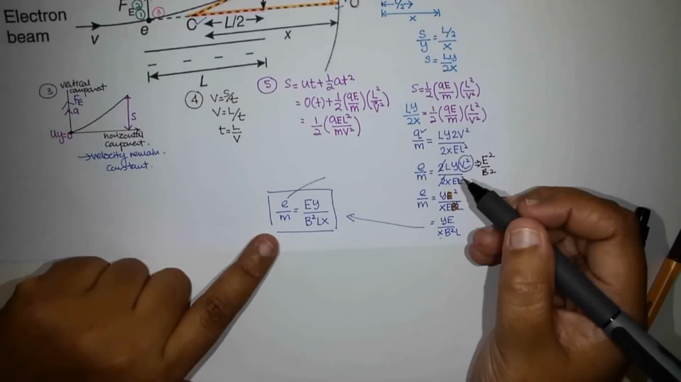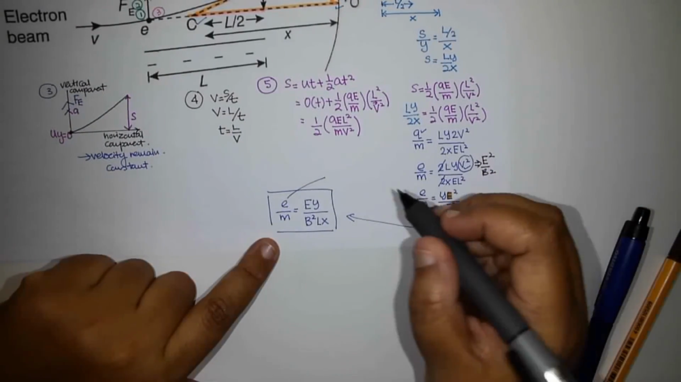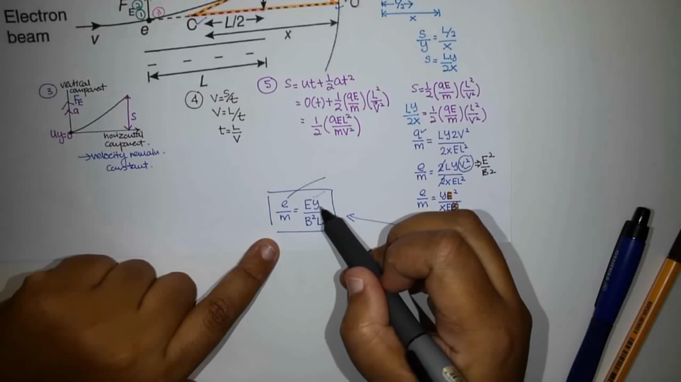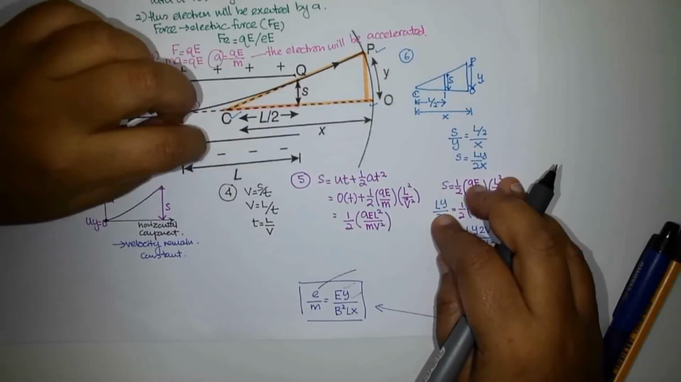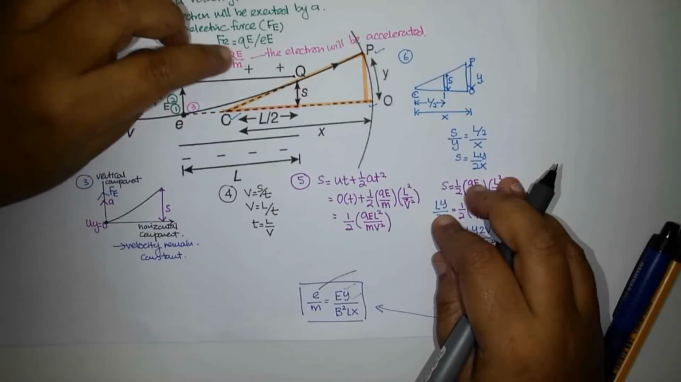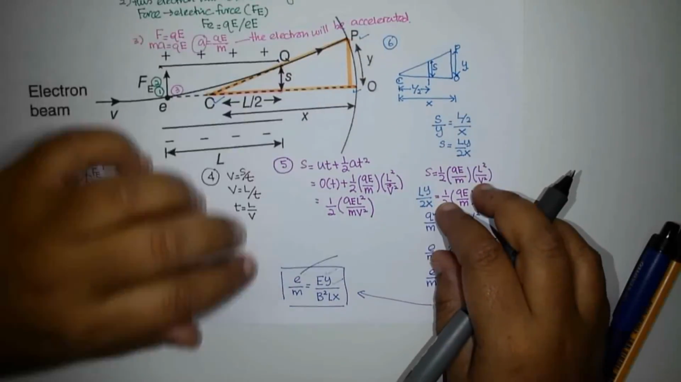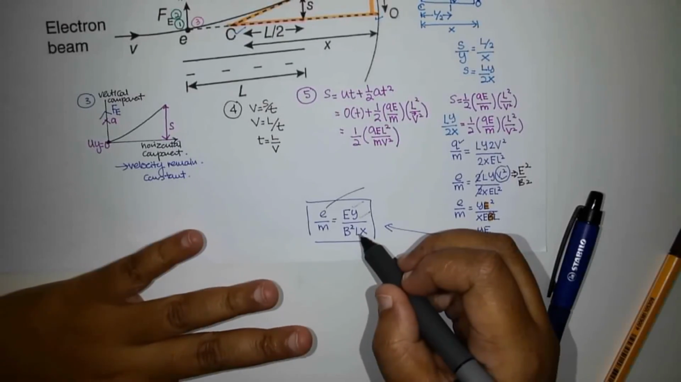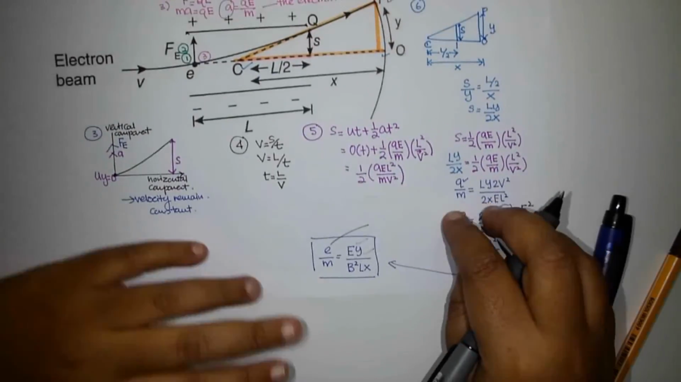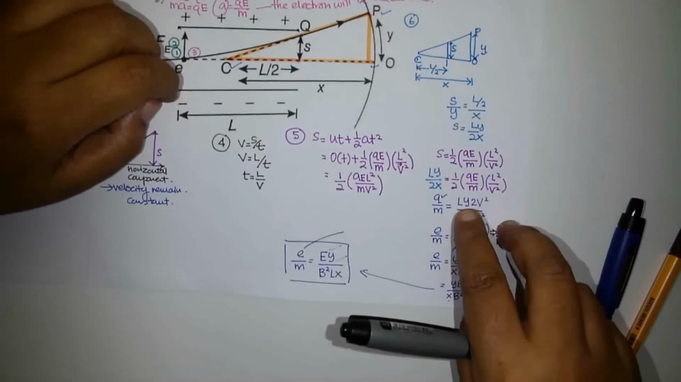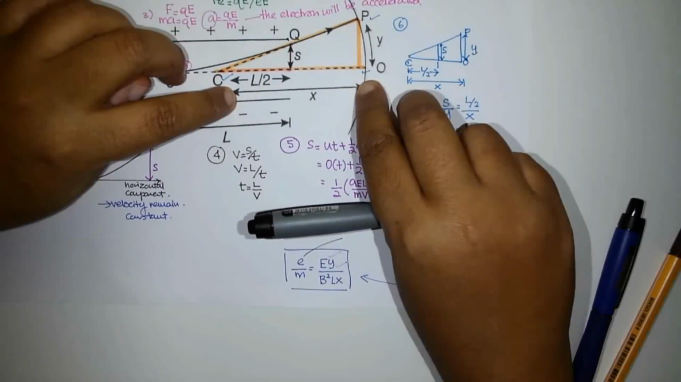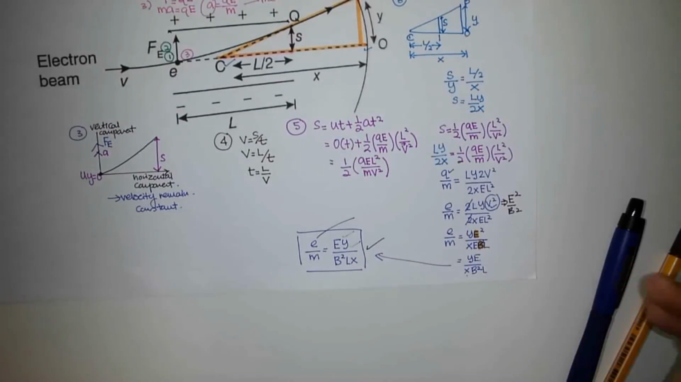So my formula for this specific charge ratio, that is charge over mass, is equal to E times y, where E is the electric field, times y divided by the magnetic field squared times L. L is this distance inside the electric field, and x is from here to here. So you get your answer.